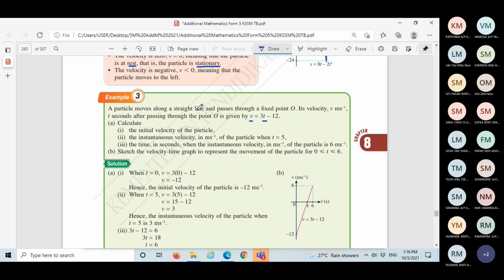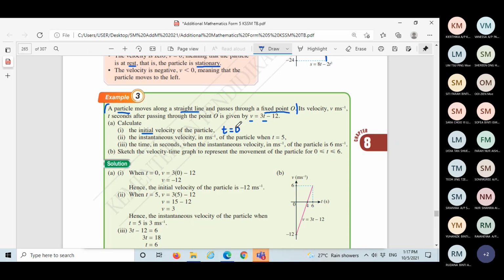A particle moves along a straight line. You see again, the same sentence they use to start the questions: move along a straight line. Again, a particle passes through a fixed point O. The velocity passing through the point O is given by this. Calculate the initial velocity. You must understand the terms, then you can solve it easily. Initial velocity means the velocity at the beginning. Beginning means when t is 0.